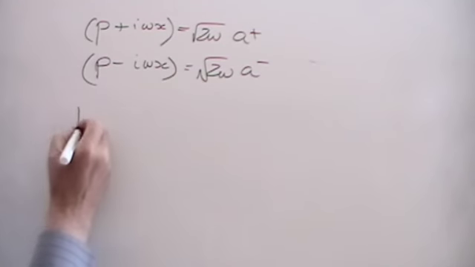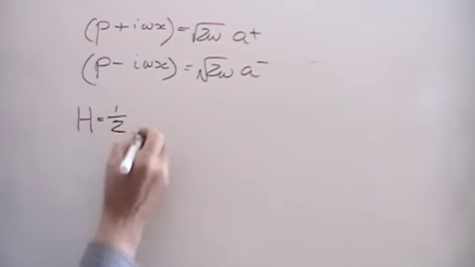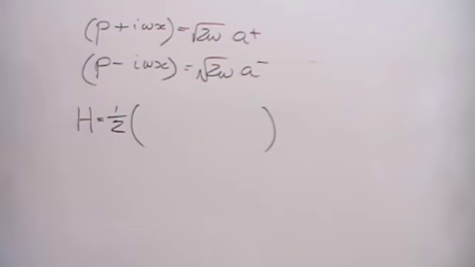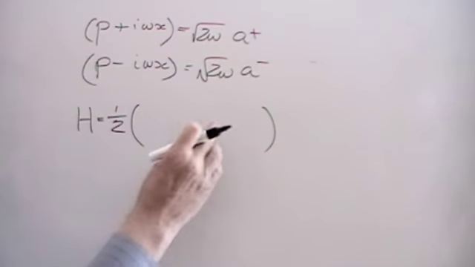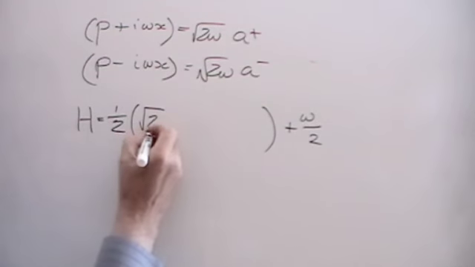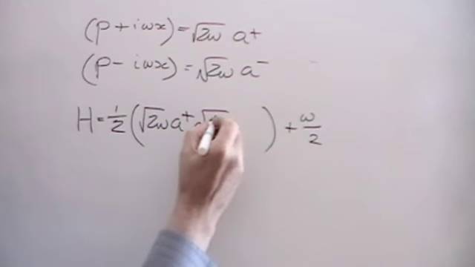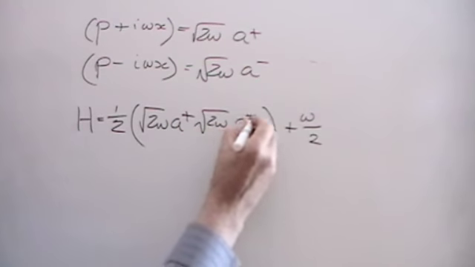So consequently, if H is going to be 1/2 of, and then you remember we had p plus i omega x times p minus i omega x, and then we had to add a plus omega over 2 at the end. Well, this term can now be written as the square root of 2 omega A plus, and this term can now be written as the square root of 2 omega A minus.